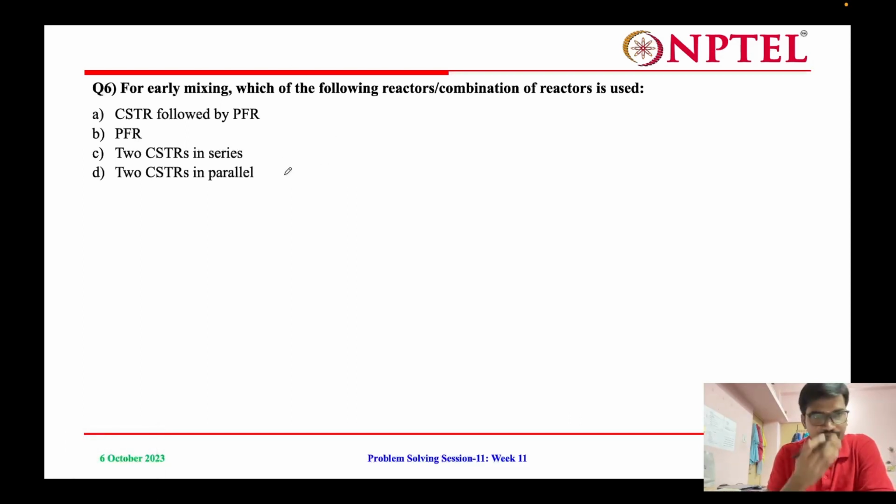Question 6. For early mixing, which combination of reactors is used? Generally a CSTR followed by a PFR is used for early mixing. This combination favors reactions of negative orders. The option is correct.